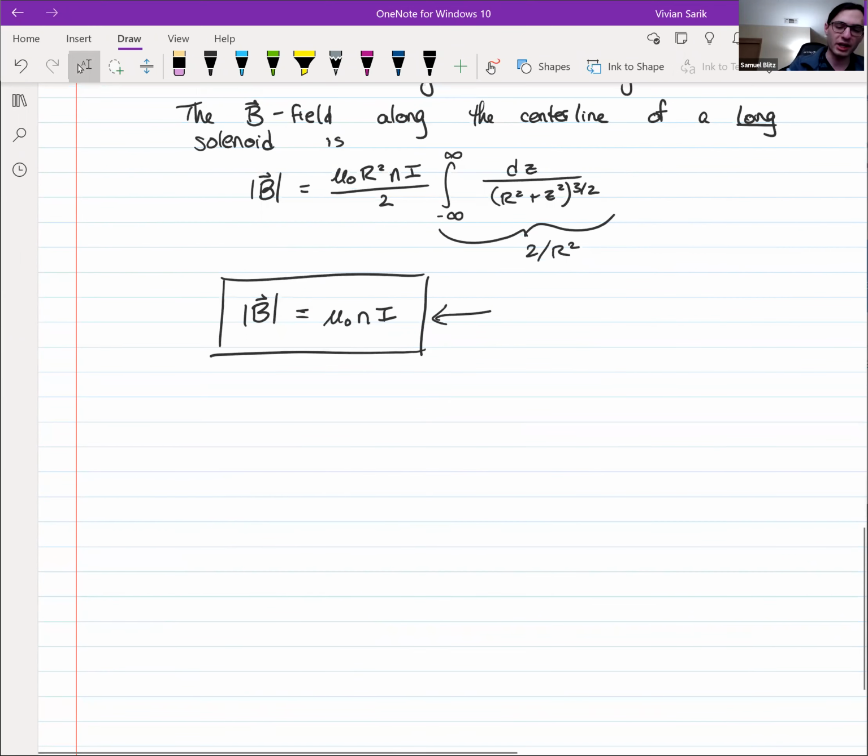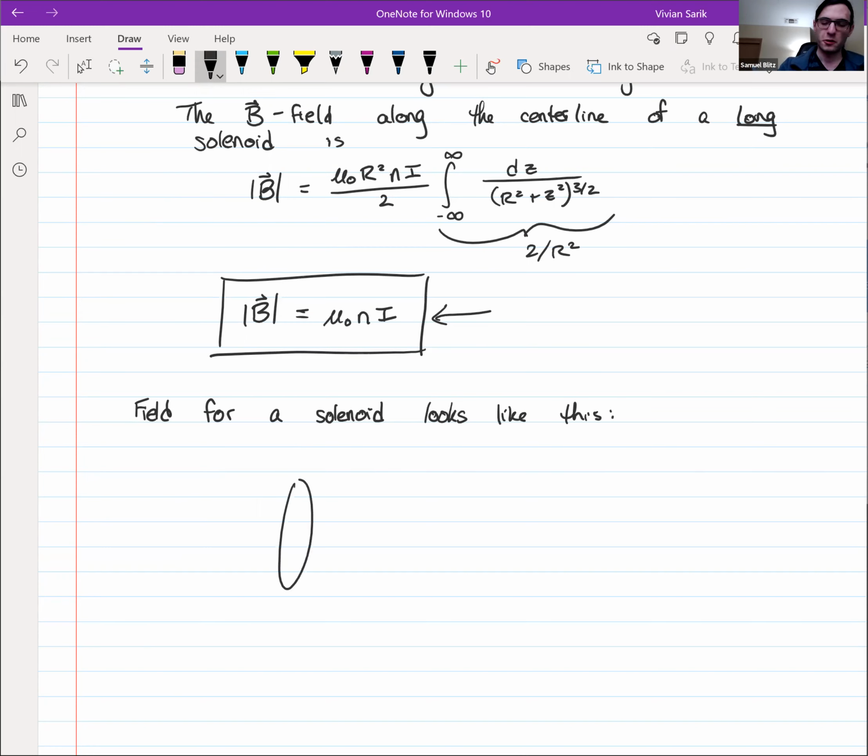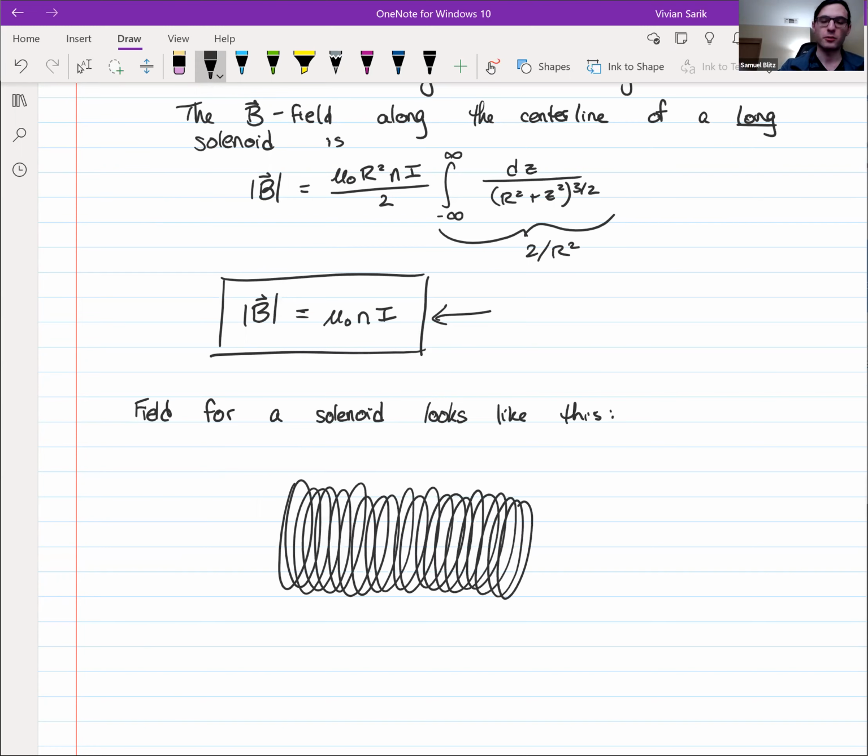So the magnetic field for a finite real world solenoid looks like this. So you have your solenoid, finite length, right? I tried to draw it well. So the magnetic field, we know the magnetic field along the center line points this way. And so if you were to go and do this calculation for a real world finite length solenoid, you would find that the magnetic field looks like this.